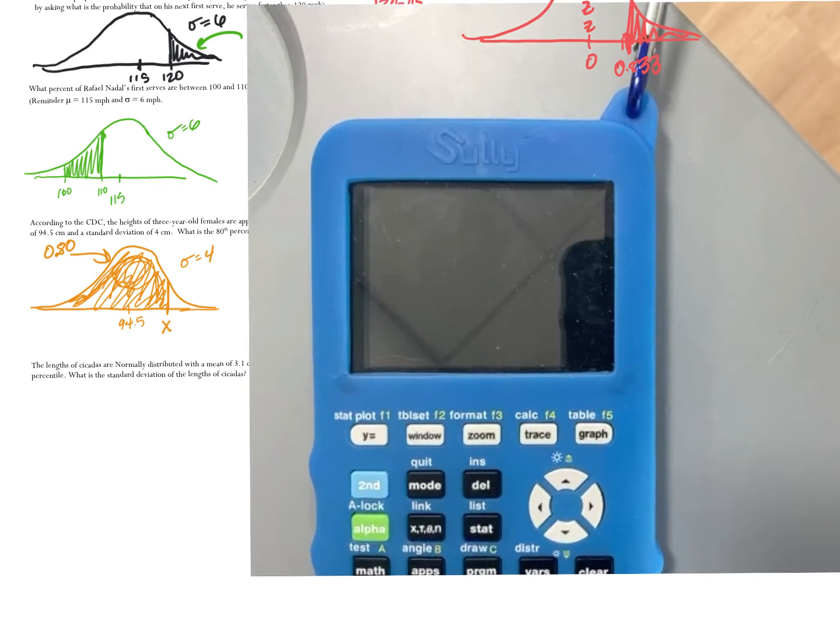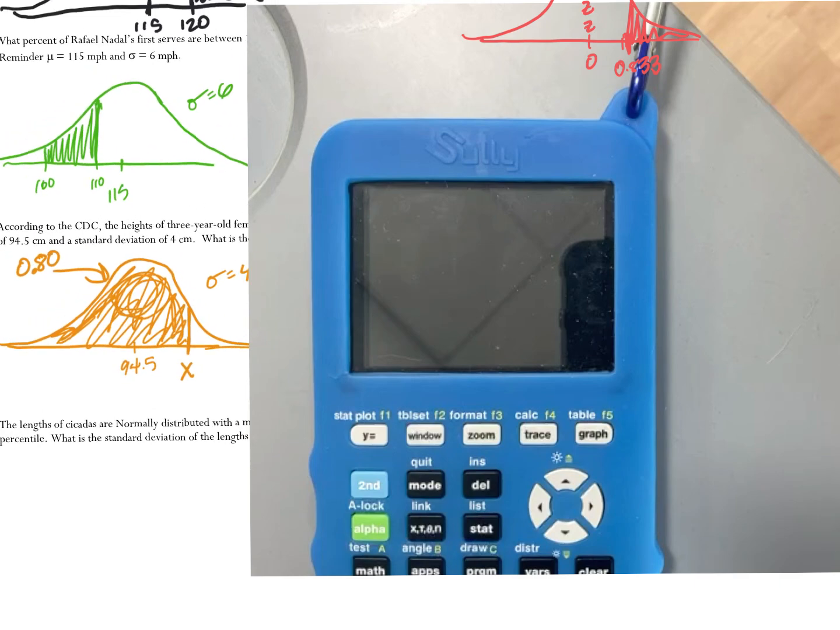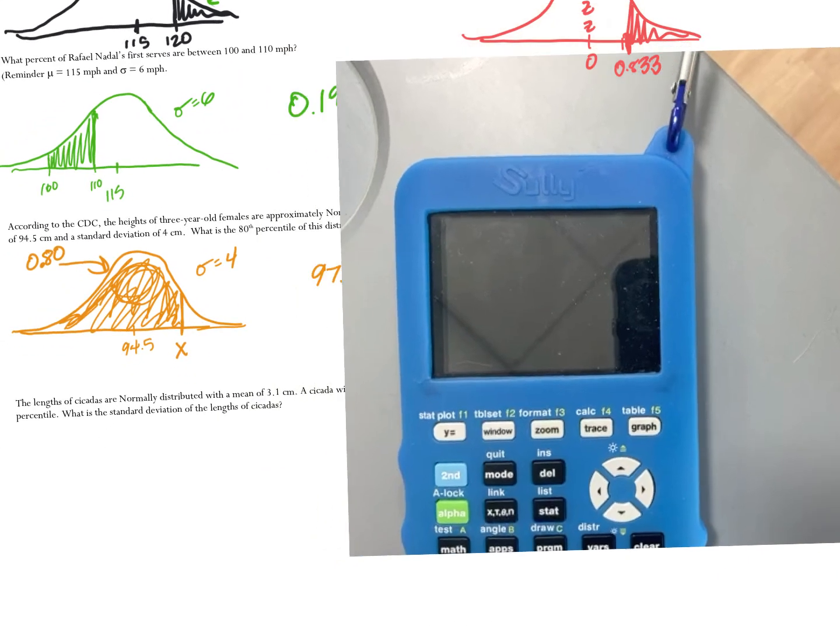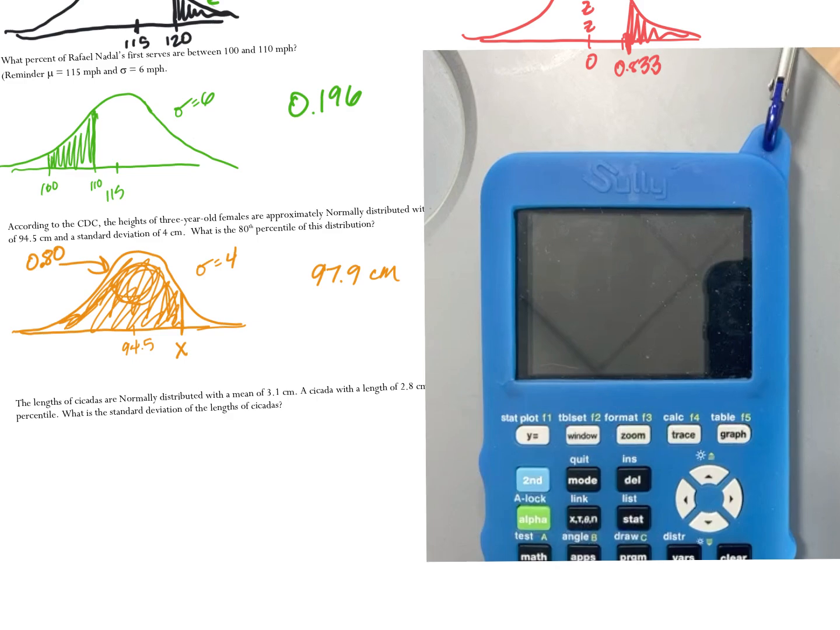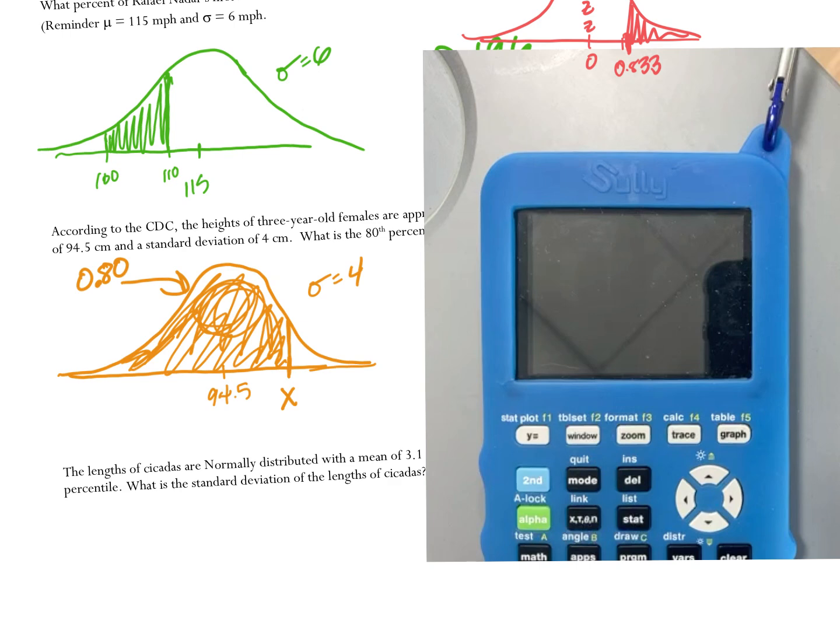So according to this picture, you're going to go into that inverse norm. The reason I know I'm doing inverse norm is that what I know right now is the area. In that, I'm going to put 0.8. But instead of using 0 and 1, what is the mean of my graph? It's 94.5. So my mu is going to be 94.5. And then the sigma is going to be 4. Ellie, is this answering your question? Yeah.